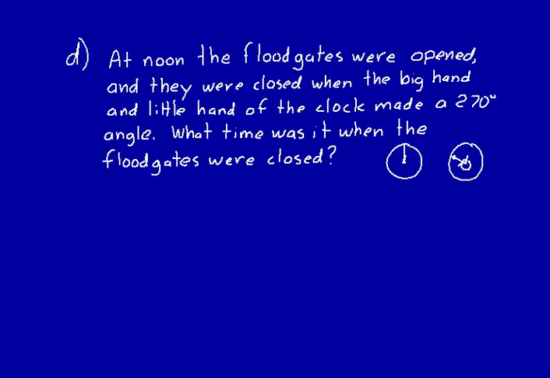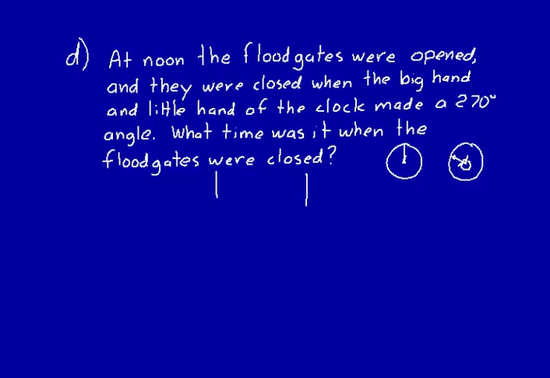Basically 45 minutes later. The way I like to do these problems is think of them as distance equals rate times time problems. And in Algebra 2 you did lots of distance formula problems. And think about it, just draw like 2 bars to represent starting and stopping. Floodgates opened, floodgates closed. At the beginning, the big hand and little hand were lined up.